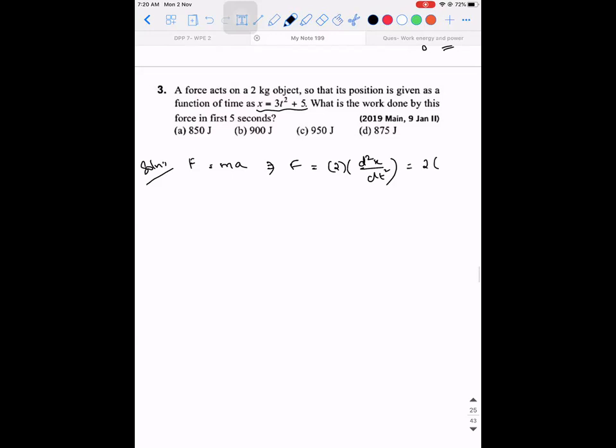Let's see what you're thinking. So 2 into, what is the value of d square x by dt square? Is it not 6? Right? See, after this, what do you want to do? Guys, think. Whether it is right or wrong, let's discuss. Sir, F is equal to 12, sir. Then you find dx and then you integrate, sir.